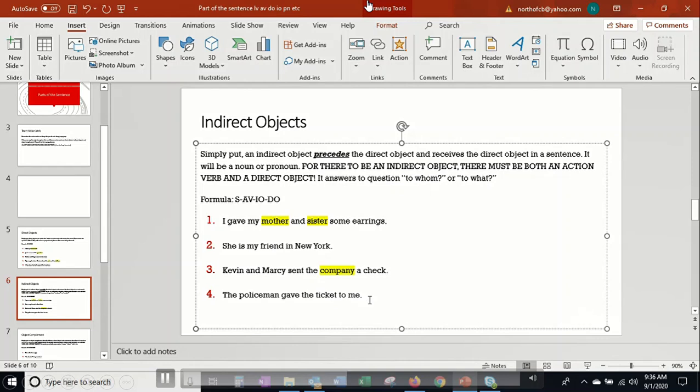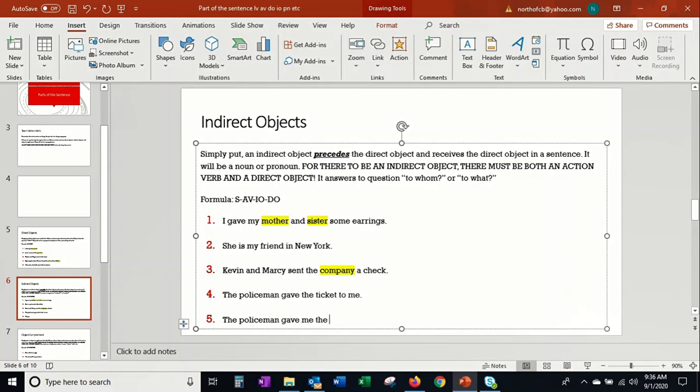Even though it does the same thing, I understand that. It still answers that question. Now, if we wanted it to be, we could just say this: the policeman gave me the ticket. And magically, ta-da, it is an indirect object. Gave what? The ticket. To who? Me. And now it's before the direct object, so now this would actually be an indirect object.